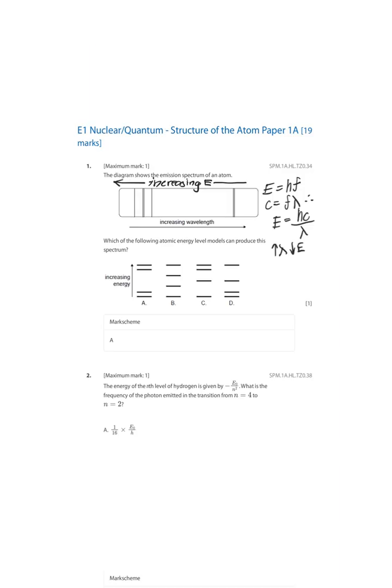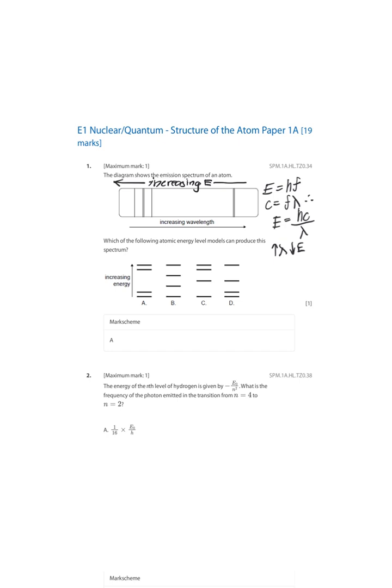So this video is for E1 paper 1A questions, multiple choice questions. And we're starting off with an emission diagram for an atom. You can see, if you look closely, there are two lines and then a double line on the left, and then there's another double line on the right.